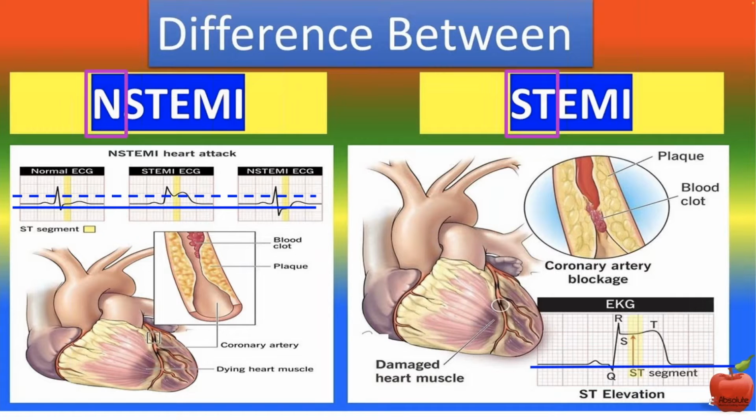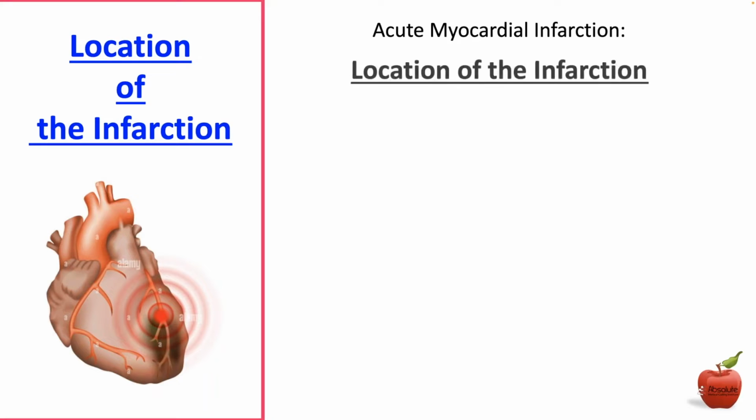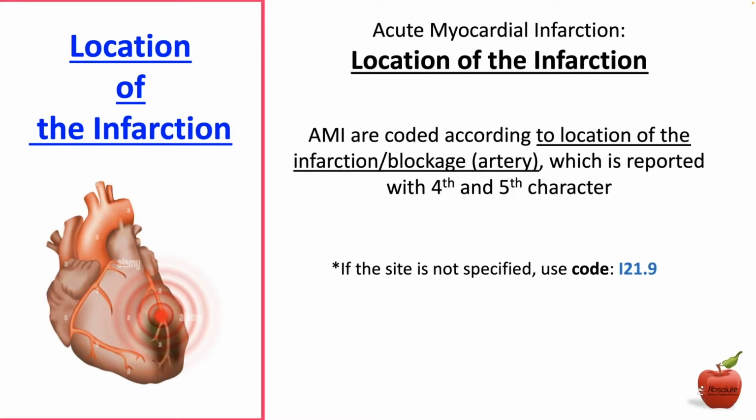But the next thing that we need to turn our attention to is the location of the infarction. And that's important. And the reason is because we have to code the location of the infarction, right? So all AMIs, acute myocardial infarctions, are coded according to the location of the infarction or the blockage of the artery. And when you code it that specifically, it's going to be reported with the fourth and the fifth character.